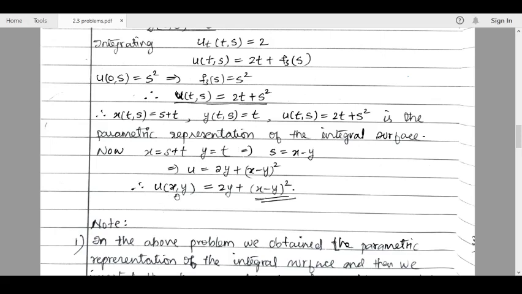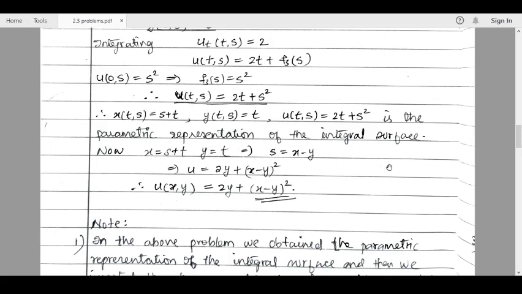Graph of u is the integral surface. So u(x, y) is 2y plus (x minus y) whole square. So we got it explicitly in terms of x and y. So earlier the PDE was in x and y. We converted in terms of s and t. First we got the parametric representation of the integral surface, and then we again inverted it and we found the integral surface in terms of x and y. So this is u, and if we plot the graph, that is (x, y, u), if we plot u in the z-axis, x and y we will take, so that graph will be the integral surface.